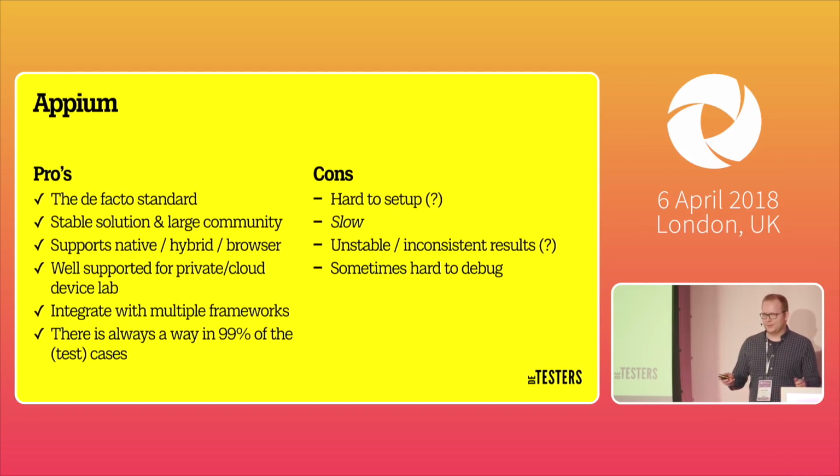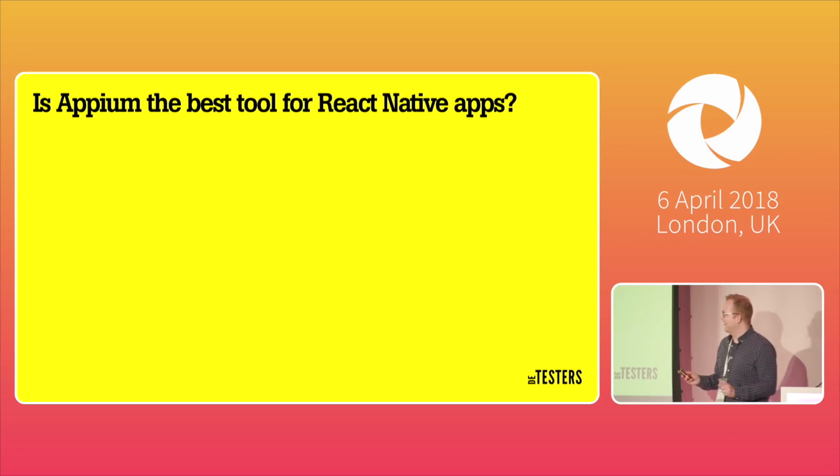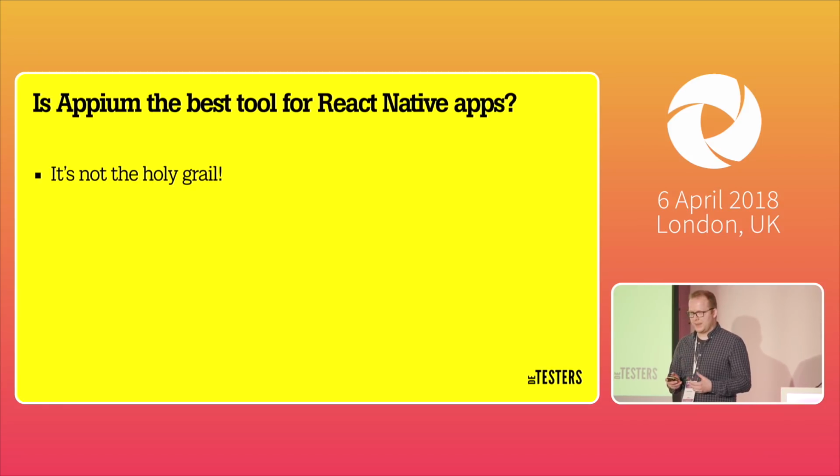Okay, so which tool did we choose? Okay, Appium. But we asked ourselves the question: is this really the best tool for automating React Native apps? And I think you first need to realize it's not the holy grail. In spite of the fact that it's the de facto standard, don't directly pick Appium. Maybe it's the tool that you like because you have the experience with it, but do your investigation.